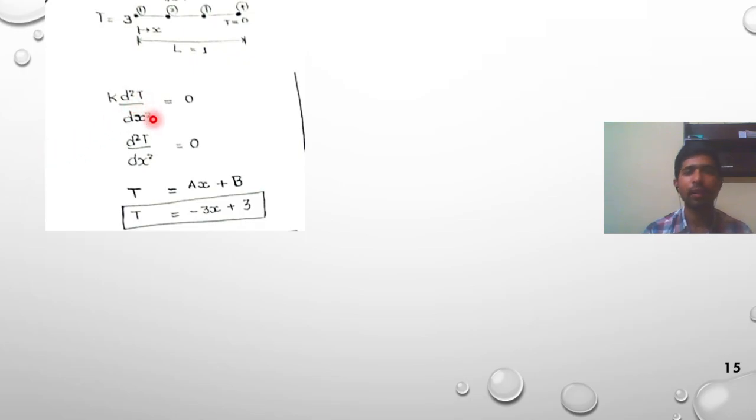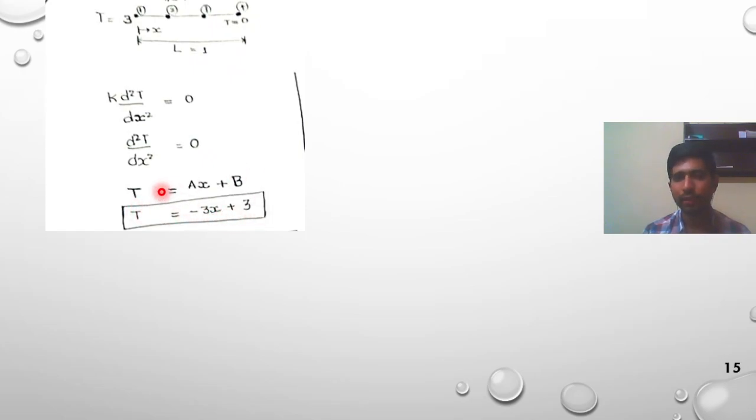So it is d square T by dx square equal to 0, and I have the boundary conditions. At left I am having a temperature of 3 units, at right I am having a temperature of 0. These are say non-dimensional, don't worry about the quantity. It's just 3 units and 0 units at the left and the right. I get a linear equation T is equal to ax plus b. This is the analytical equation, and using these boundary conditions, at x is equal to 0, T is equal to 3, so b should be equal to 3 and a should be equal to minus 3. I get T is equal to minus 3x plus 3.